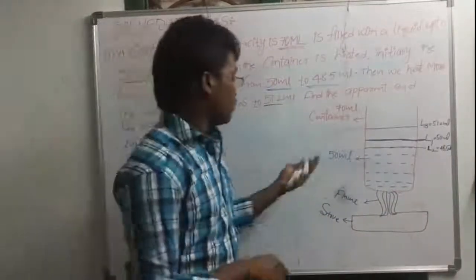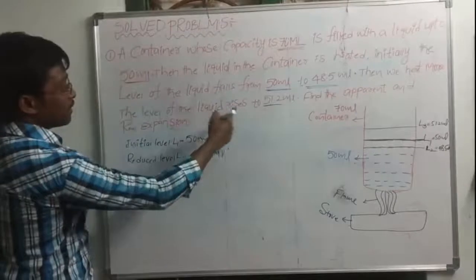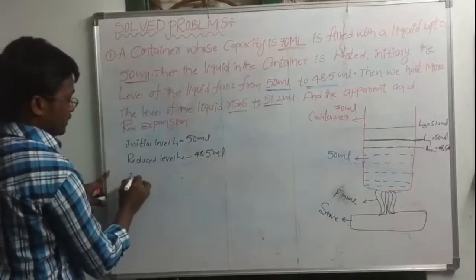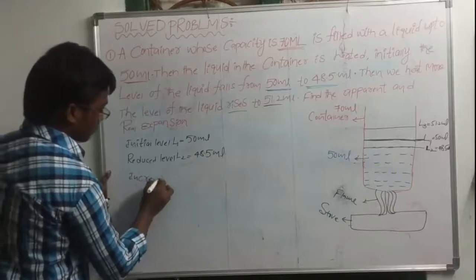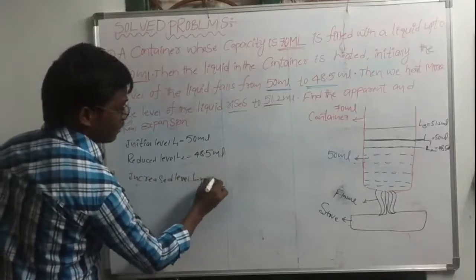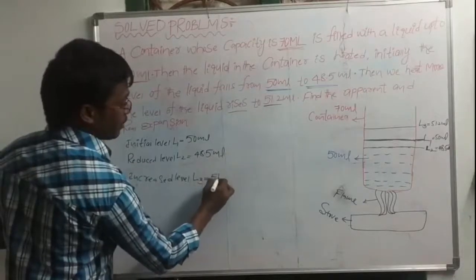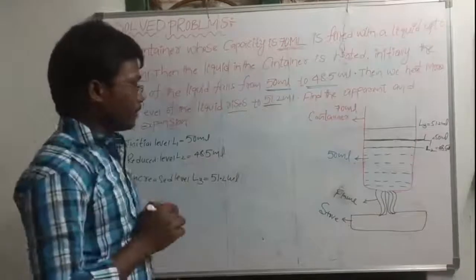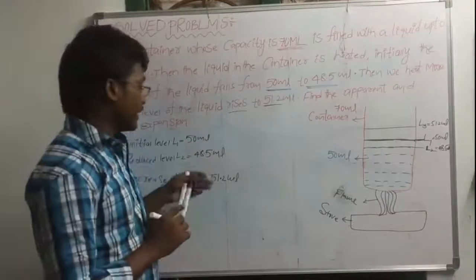Okay. So now I should write increased level, otherwise raised level. Increased level L3 is equal to how much increased? 51.2 ml. Okay, so this is the increased level.